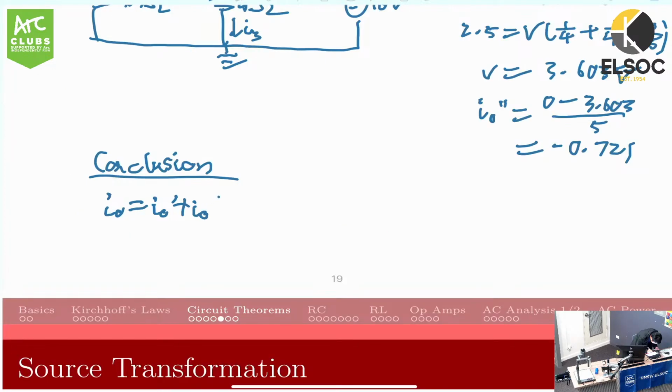This looks like minus 1.87 amps. Yeah. So is there any questions regarding anything I've done in this question?